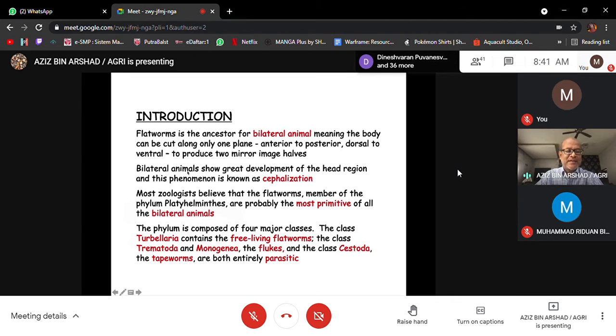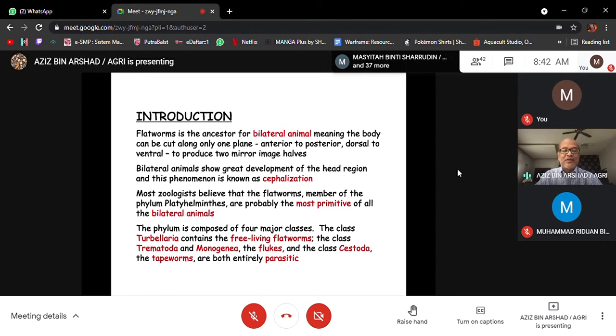With the bilateral characteristic, this group of invertebrates have the tendency to show some form of development at the anterior portion of the body or the head region. And this specialized development at the head region is known as cephalization. Cephalic means head. So cephalization means the formation of the head through specialization that is found at the anterior region.